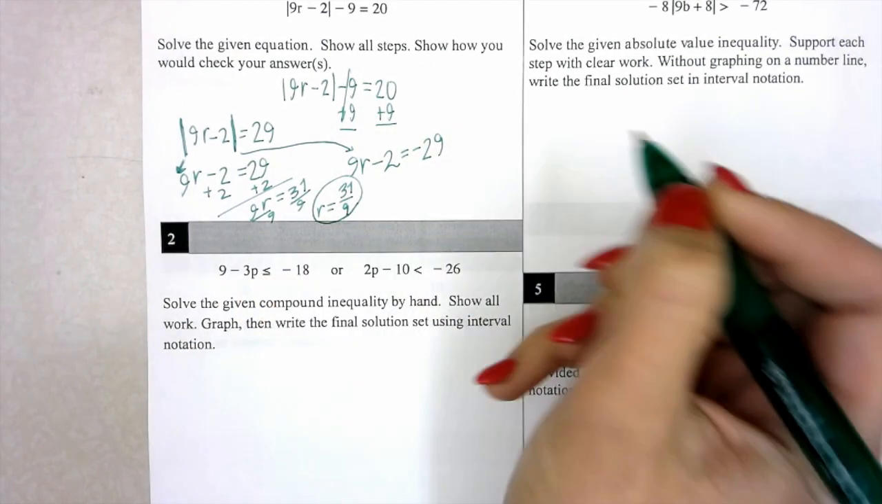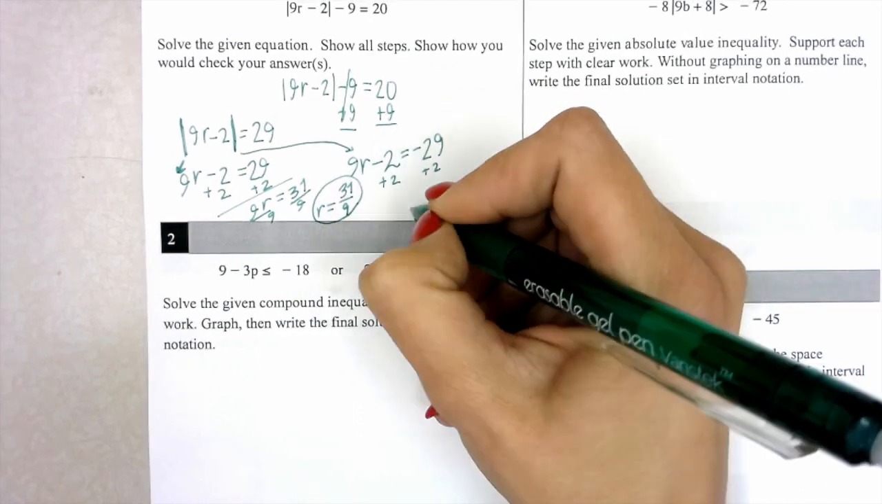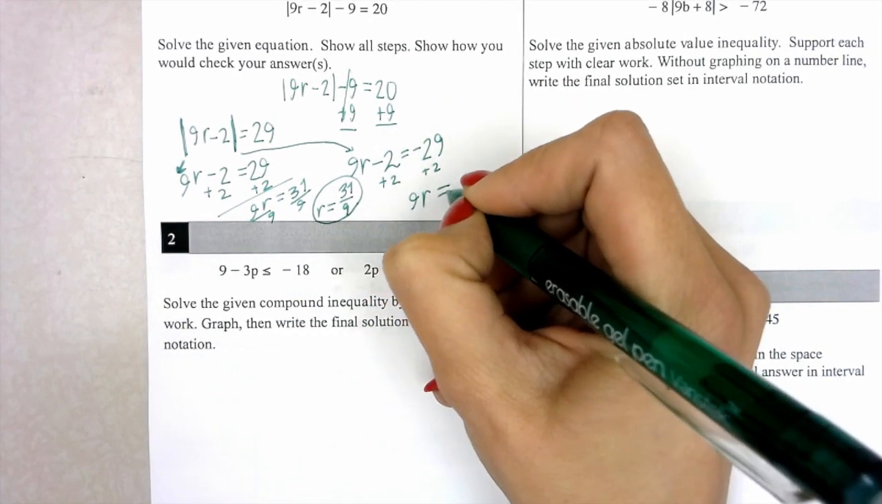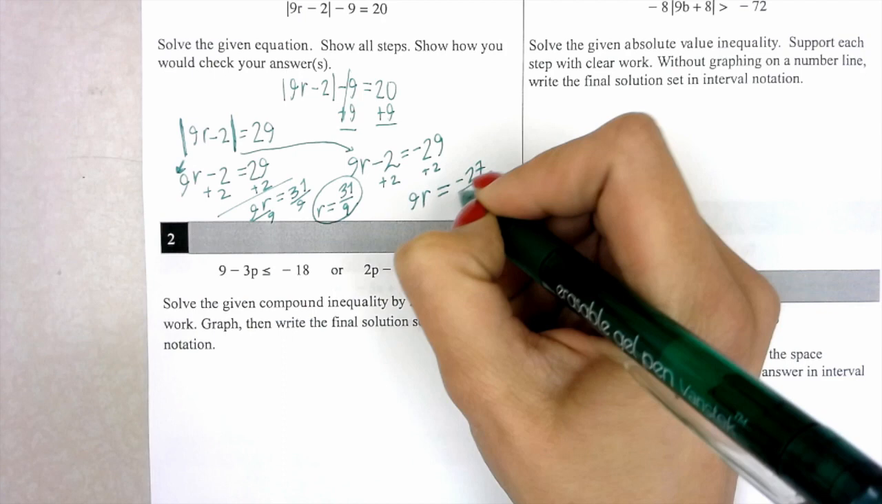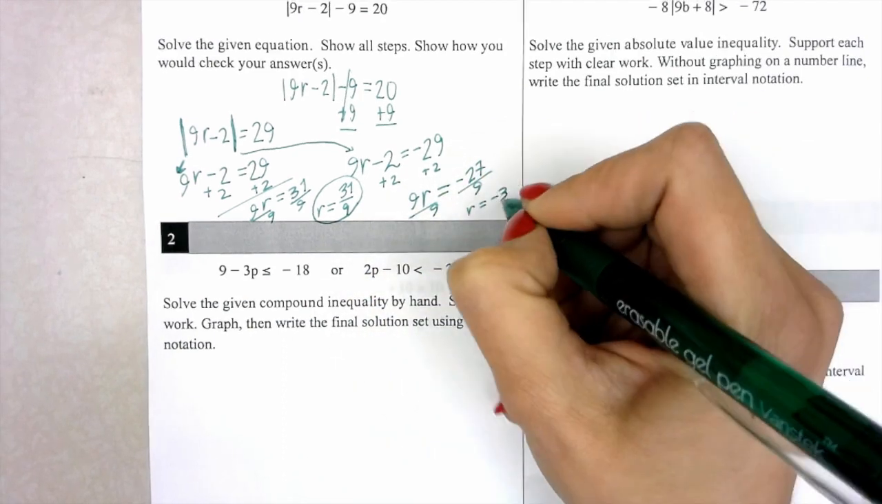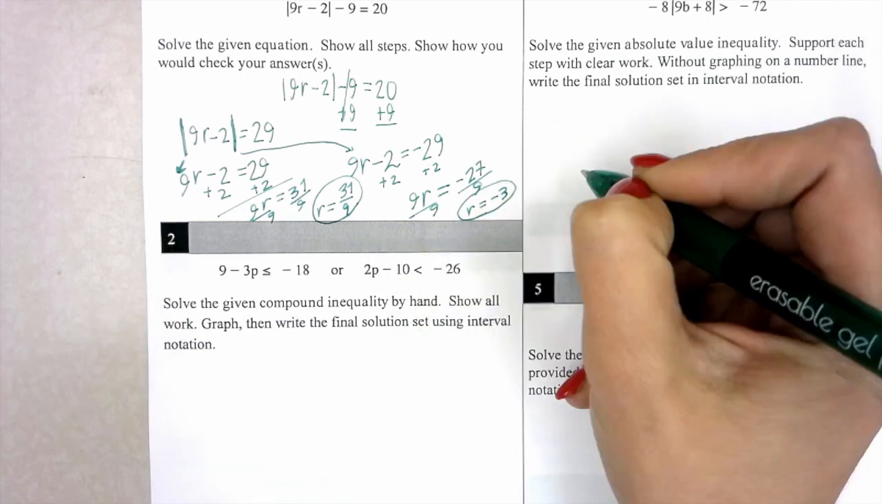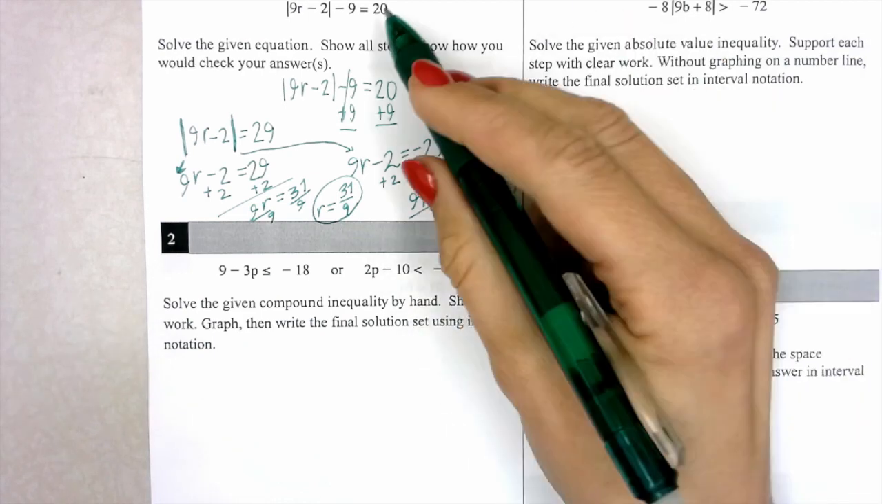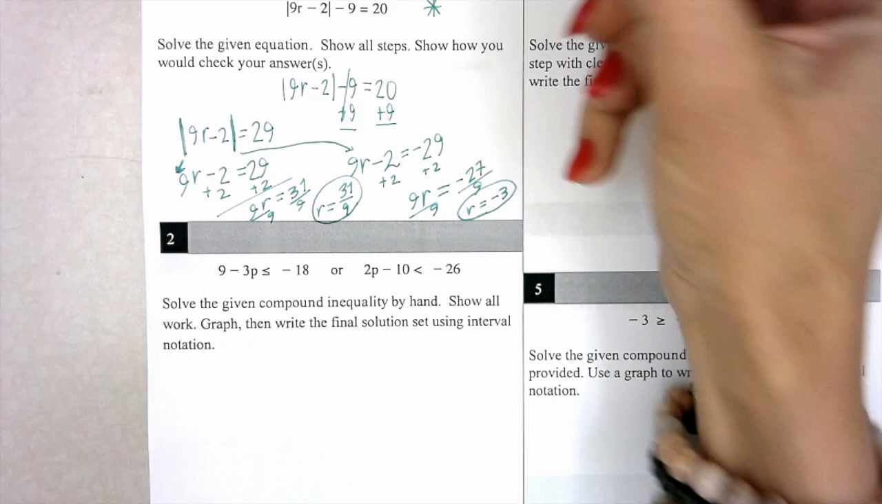Then I'm going to add 2 again. 9r is equal to negative 27. Divide by 9. R is equal to negative 3. Two answers. There they are. Check your answer. You would go back to the original. I'm not going to do that right now, but that's what you would do, okay?